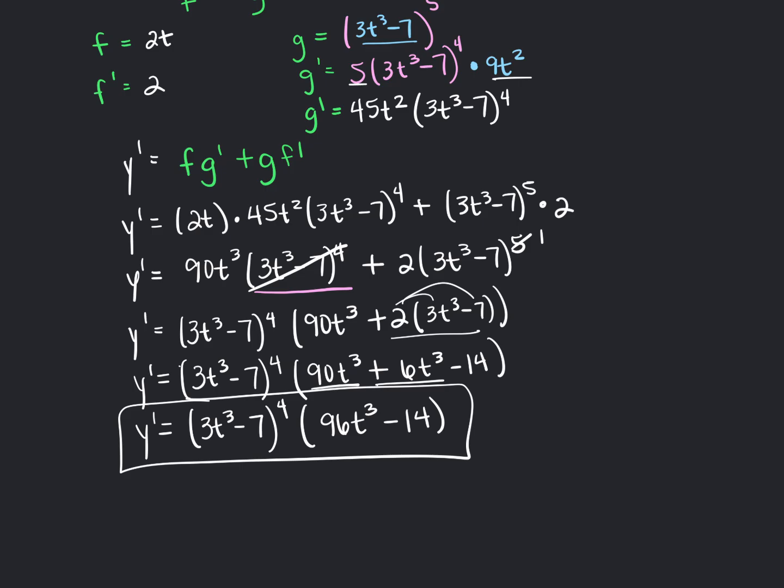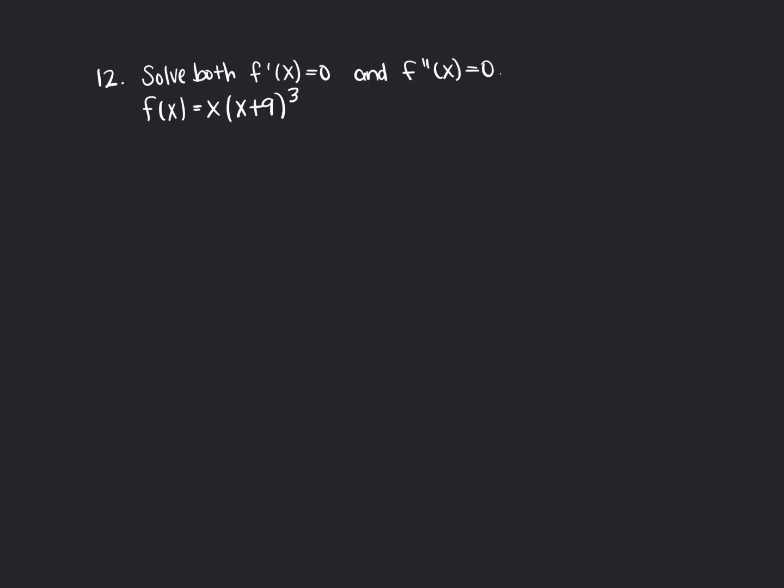Okay? Number 12, it says solve both f prime of x equals 0 and f double prime of x equals 0 if f of x equals x times (x plus 9) to the 3rd. So, again, on this problem, I have a product rule where x is going to be f and (x plus 9) to the power of 3 is g. So let's lay out f prime, g, and g prime.